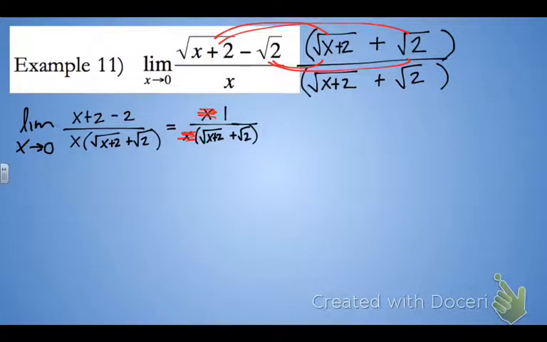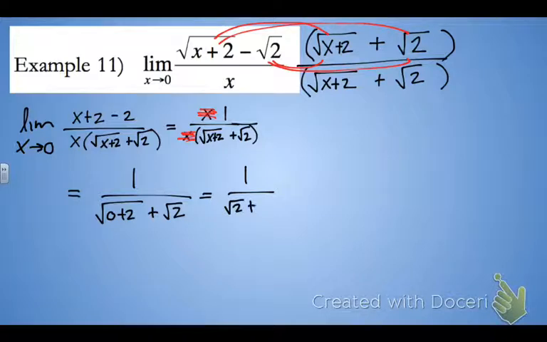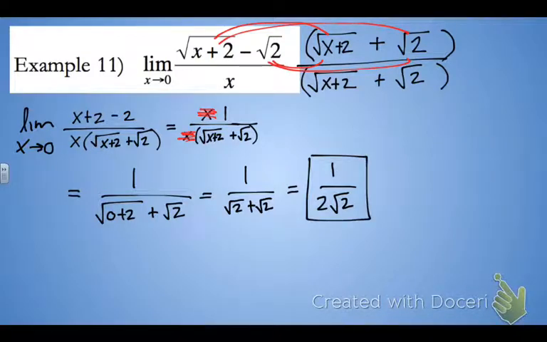At this point, if I evaluate the limit at 0, I can now use direct substitution to take 0 and plug it into this function everywhere I see an x. So that gives me 1 over the square root of 0 plus 2 plus the square root of 2. And if I simplify that, I get 1 over radical 2 plus radical 2, which is 2 radical 2. So that's 1 over 2 radical 2. Now I know that this technically is not rationalized, but the AP test does not care about rationalization, so we're going to leave our answer like that.